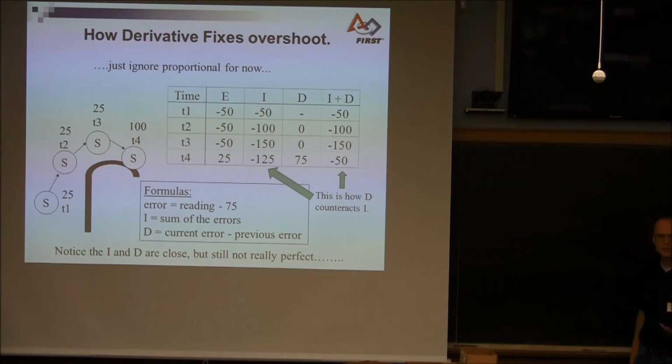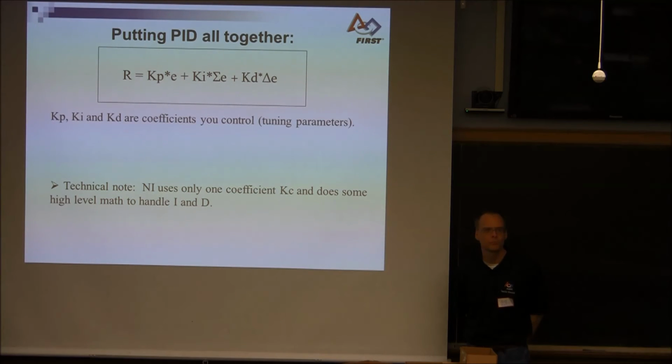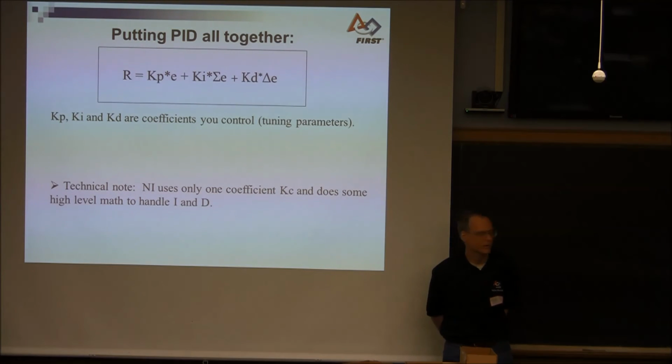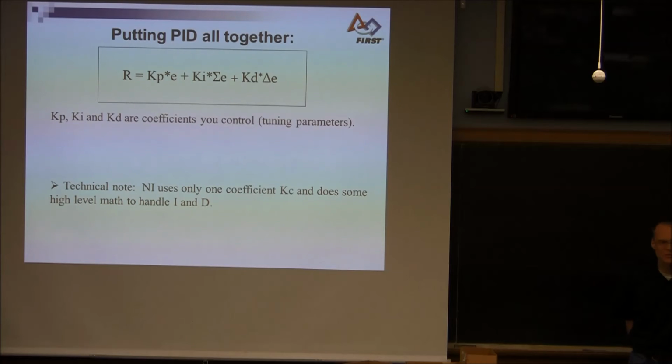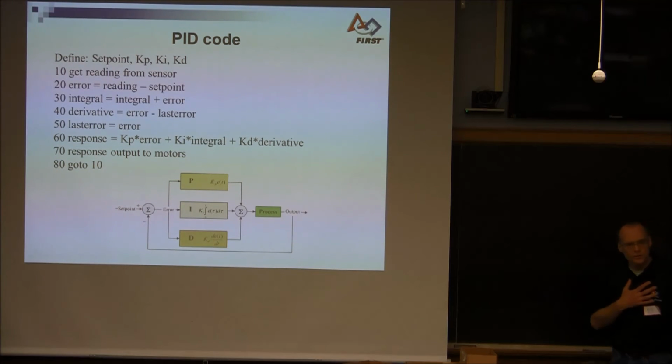And you'll notice that these are nice and close, but we can probably make it better. So we assign coefficients to the integral and the derivative. Those are tuning parameters. You can play with them. They're fun. I've done it many times. It's kind of a fun challenge to make it work just perfect. By the way, if you're using LabVIEW, you don't have 3 coefficients. You only have 1. So they even simplify it more. LabVIEW is a nice tool. I love it.